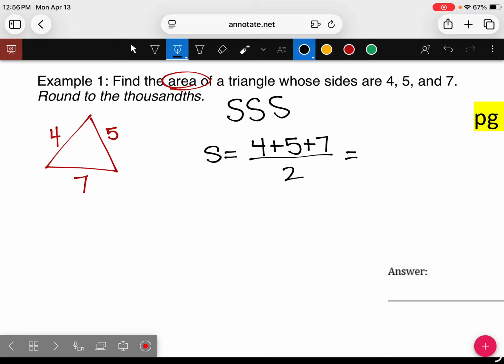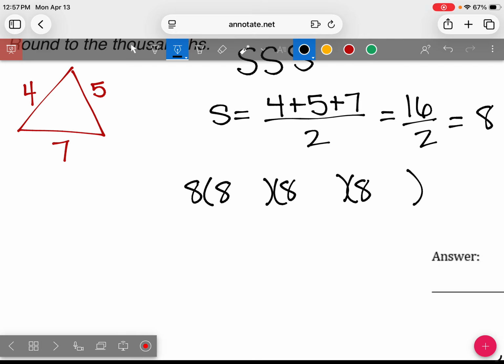What do you get? What's 4 plus 5 plus 7? 16. And then 16 divided by 2? 8. So this is the number I'm going to use, okay? So the first thing you're going to do is take that 8. And then I want you to make 3 parentheses, and put an 8 in front of each one of those parentheses. And then subtract each side. So in the first parentheses, I'm putting a -4 because that's one of my sides. The second parentheses, a -5. The third parentheses, a -7.